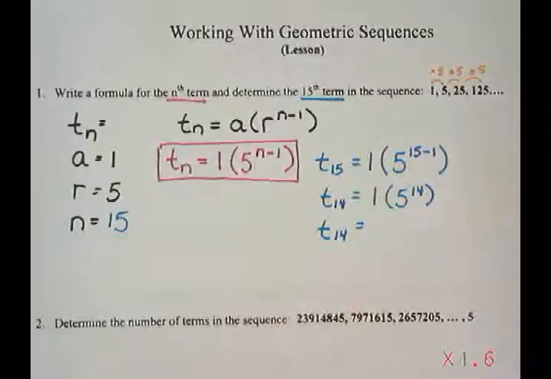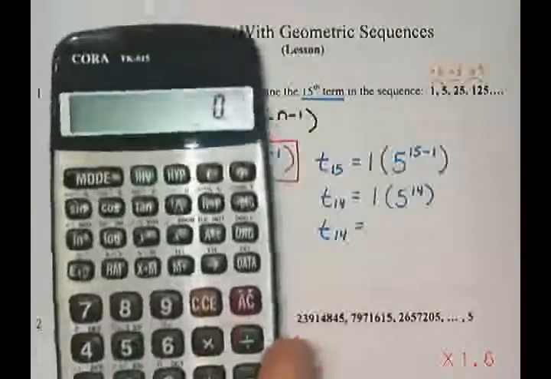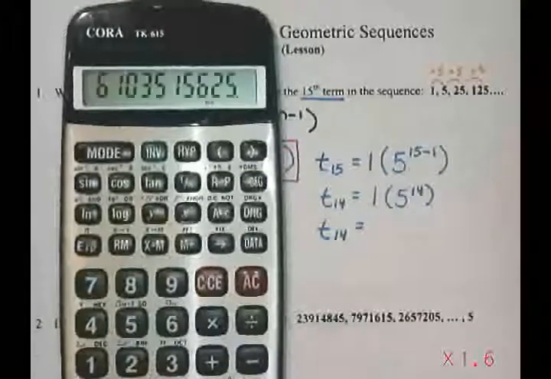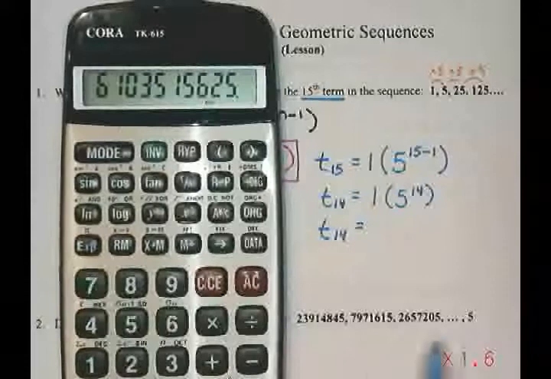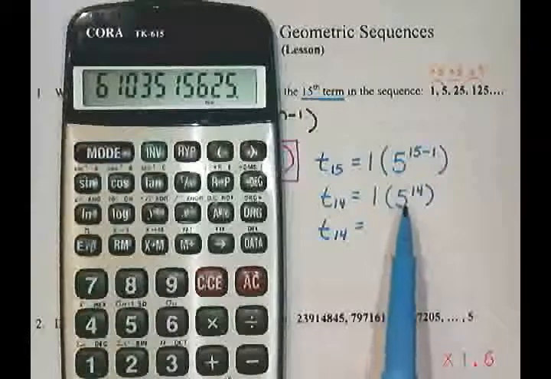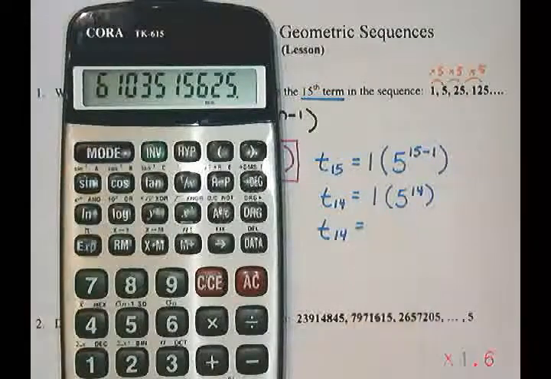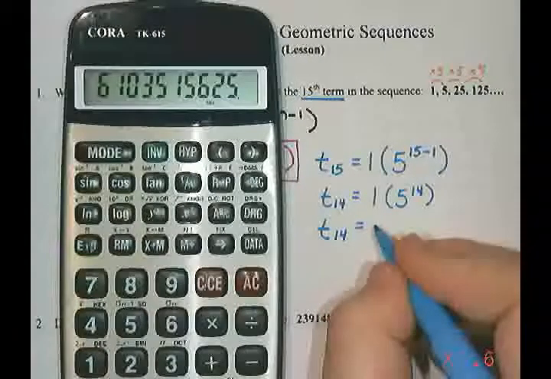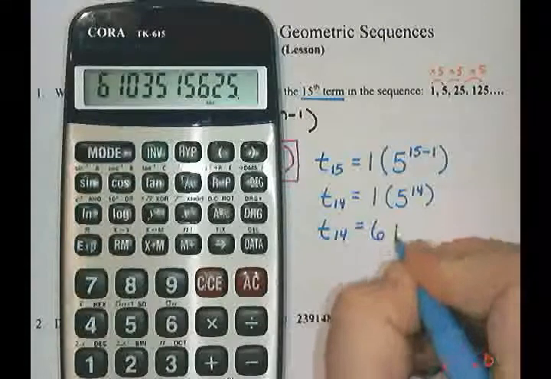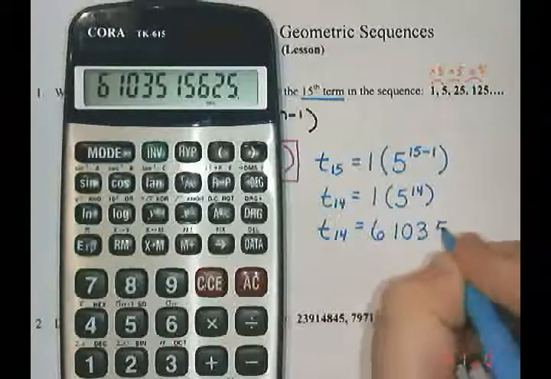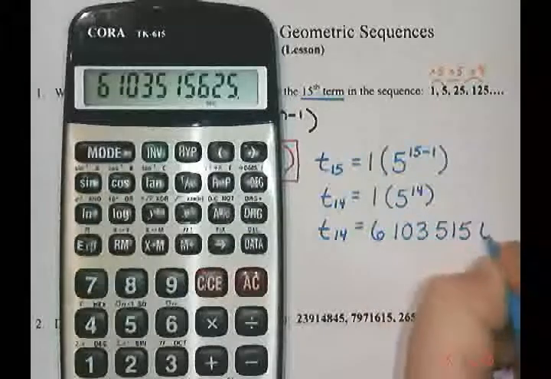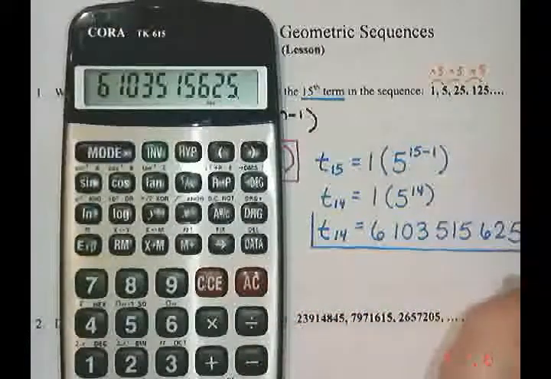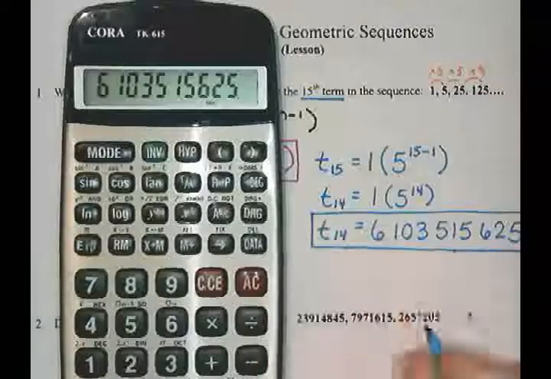So on my calculator, I'm going to do 5 to the power of 14, which is that terrible looking number. And then I'm going to take that answer, since I don't want to write it down twice, and multiply it by 1, which gives me the exact same thing. So I end up with 6,103,515,625. And that's my 15th term.